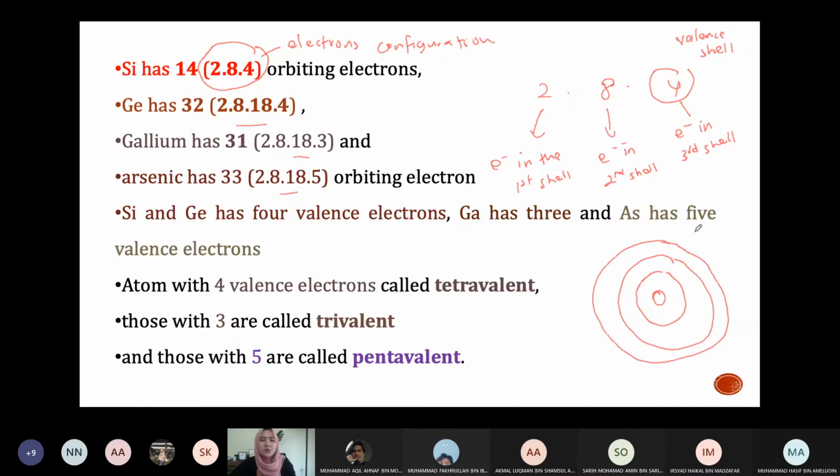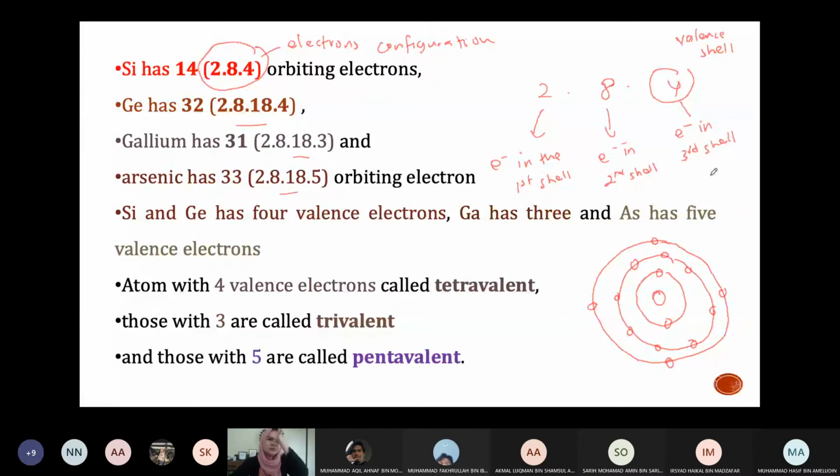The shell is actually the orbit. So in the first shell, you have 2 electrons. In the second shell, you have 8. And the last shell, we have 4. So this is what it means by the first shell, second shell, and also the third shell.